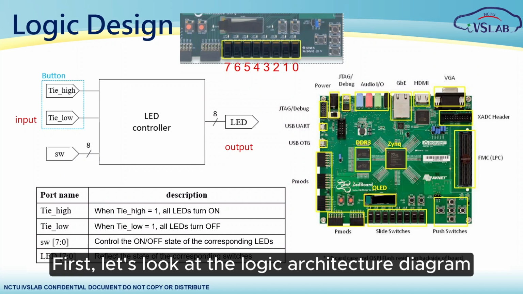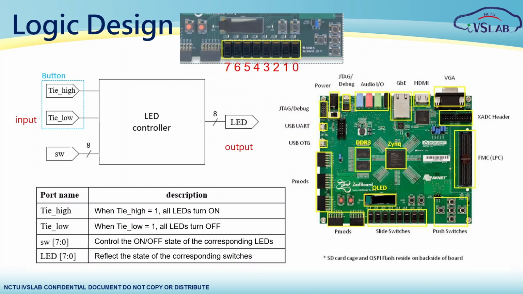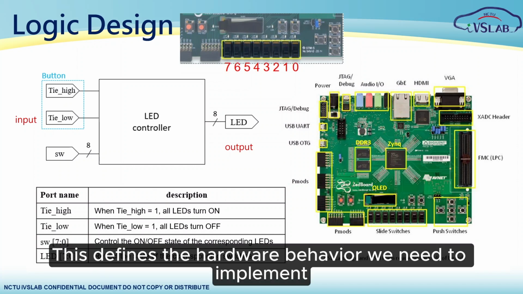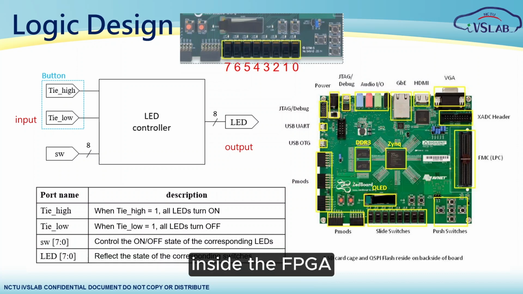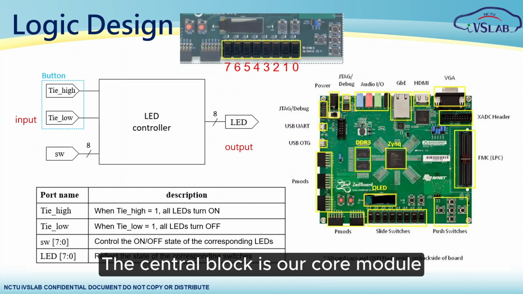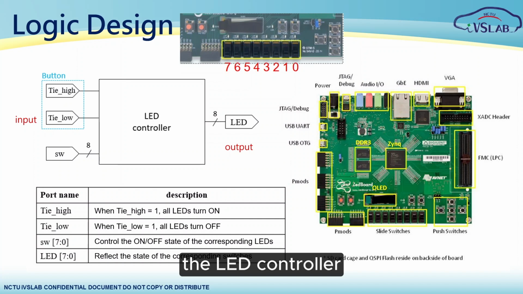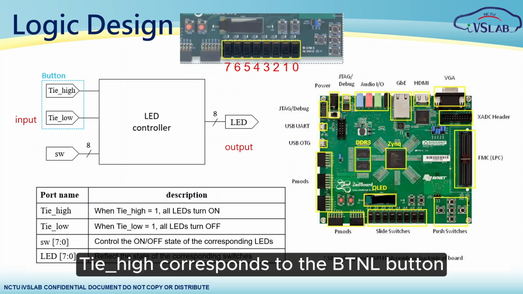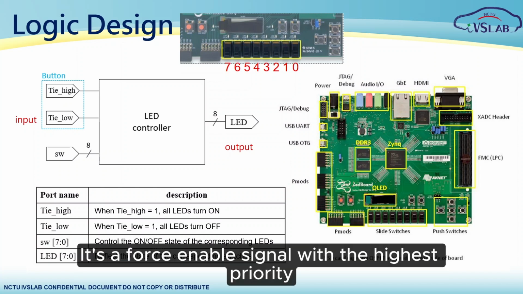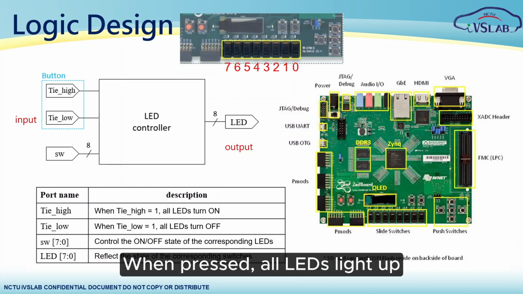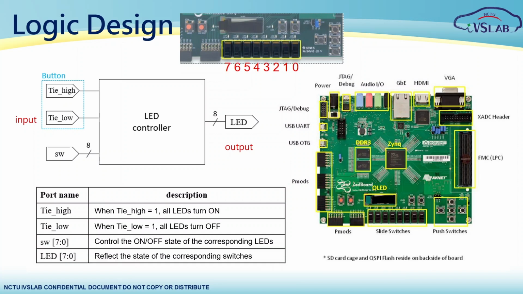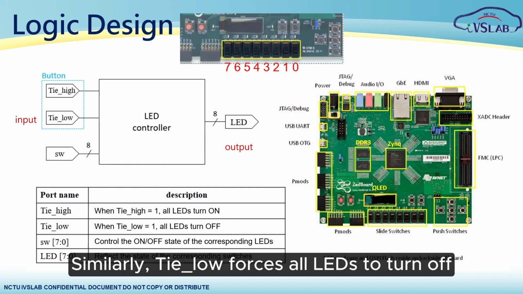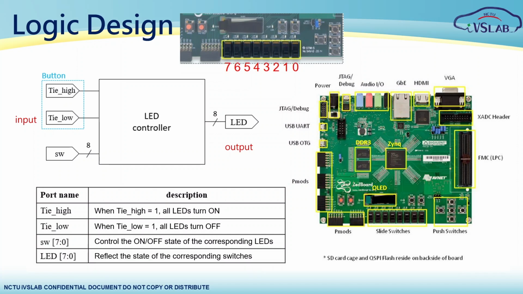First, let's look at the logic architecture diagram. This defines the hardware behavior we need to implement inside the FPGA. The central block is our core module, the LED controller. On the left, we have 3 sets of input signals. Tie high corresponds to the BTNL button. It's a force-enable signal with the highest priority. When pressed, all LEDs light up. Similarly, tie low forces all LEDs to turn off.